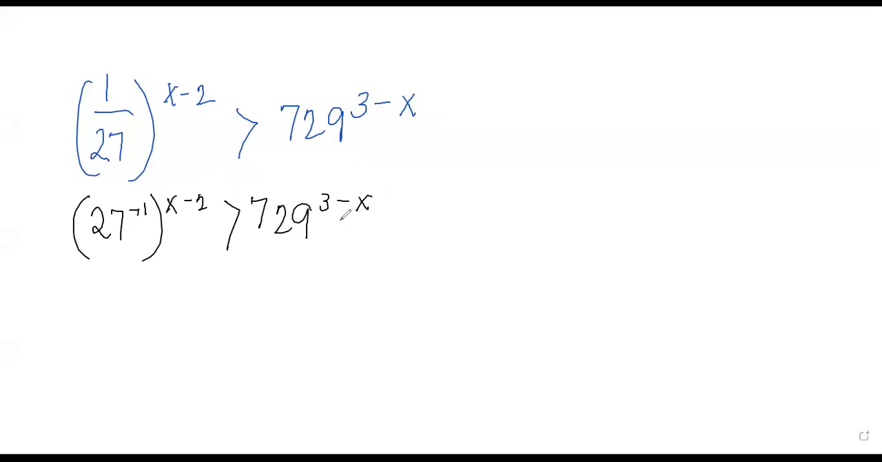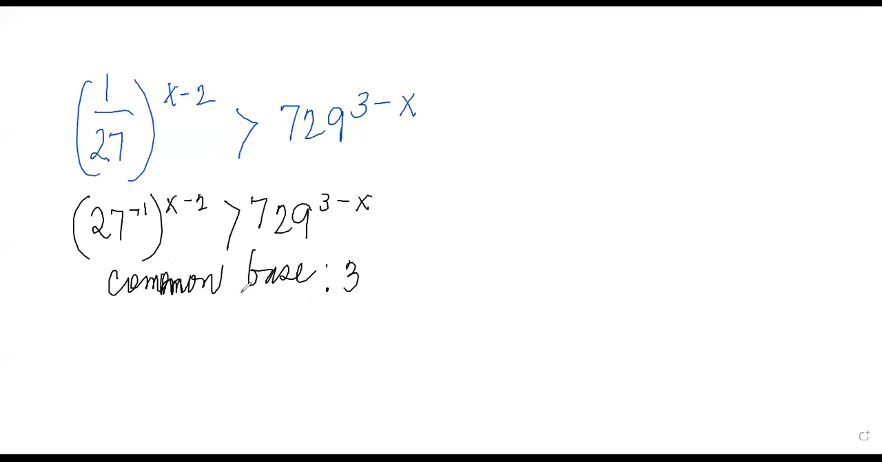Now, neither 27 nor 729 is a prime number. Oh, mali yung construction ko, di ba? Hindi sila prime. So ngayon po, hahanapan natin sila ng common base. So, ano ang common base natin? Okay, 3. The common base is 3.